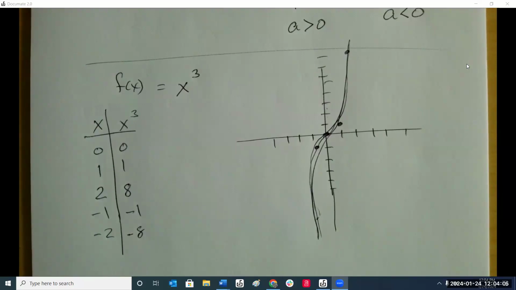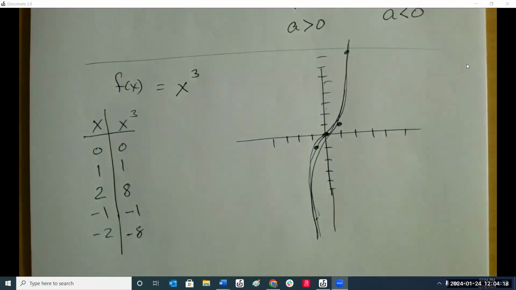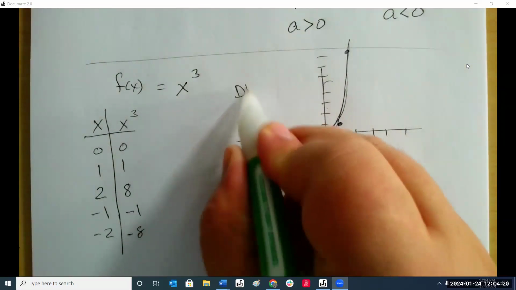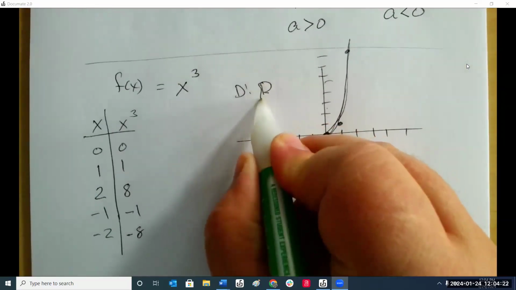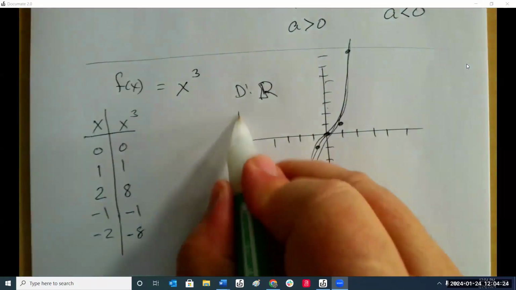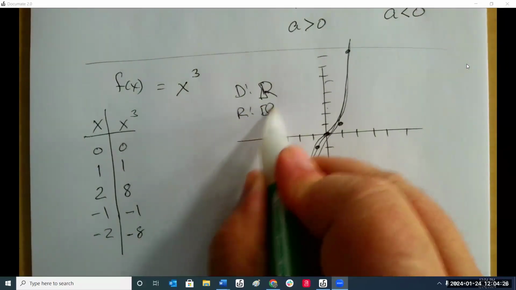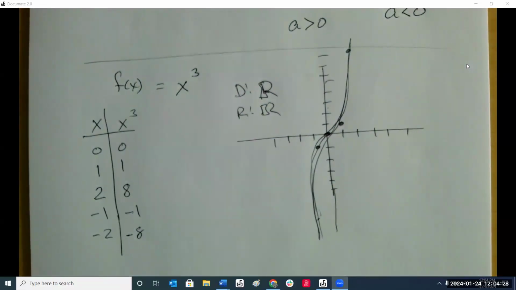I just gave you the first 4 inverse functions. The inverse of x squared is square root. The inverse of x cubed is cube root of x. So the domain, all real numbers. The range, all real numbers. So far, so good.